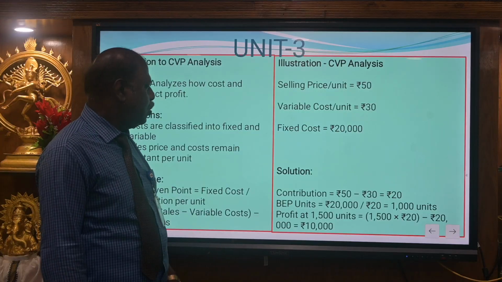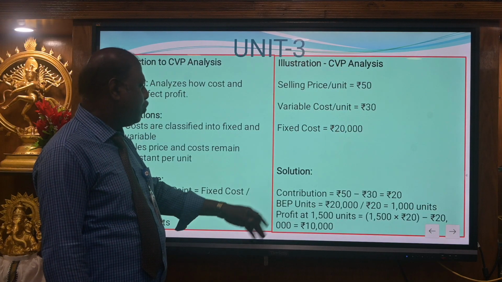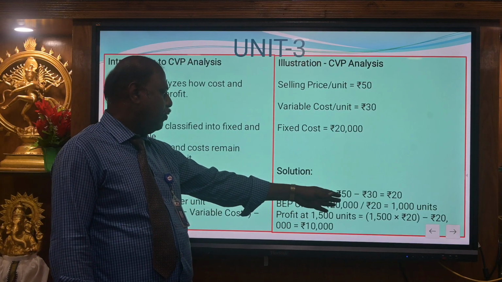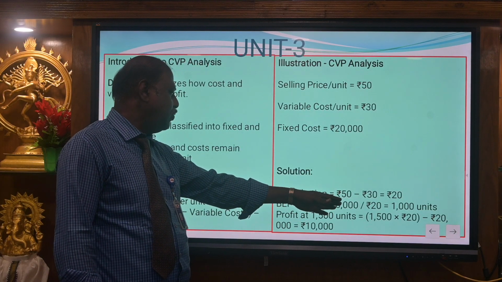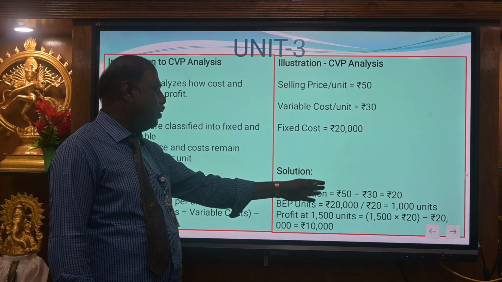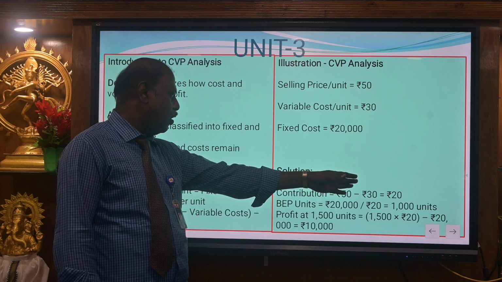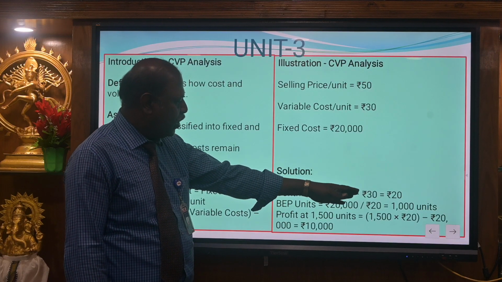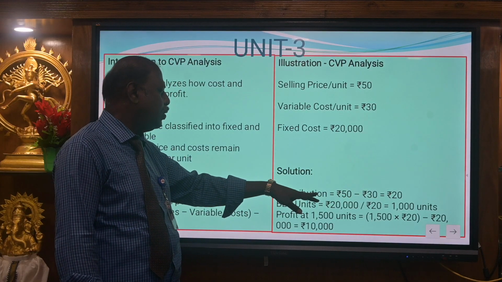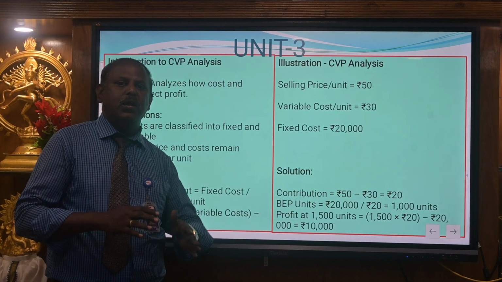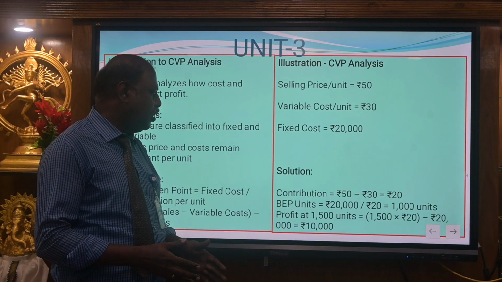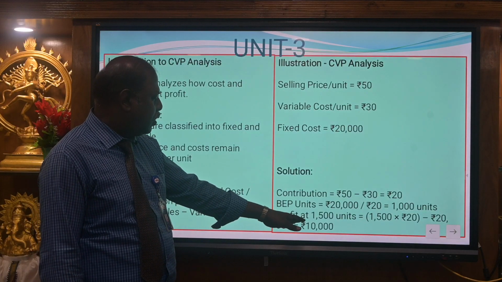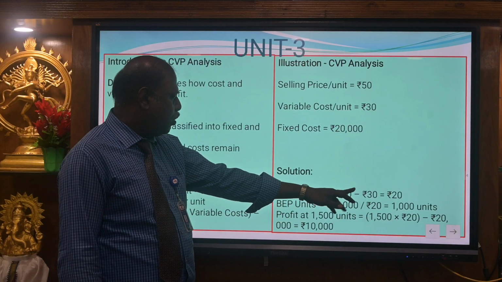Next we have the solution. Here the break-even point is the fixed cost, 20,000, divided by contribution per unit, rupees 20. That means we find the contribution, 50 minus 30, which is 20. We divide 20,000 by 20 and find 1,000 units. That is the break-even point, the no profit, no loss stage. So we can find the profit at different units; the break-even point is 1,000 units.